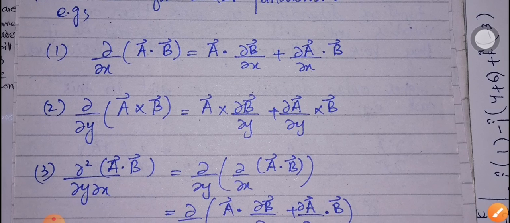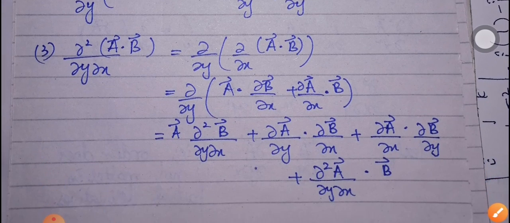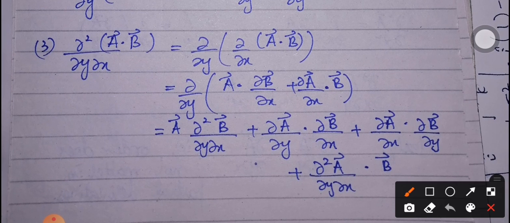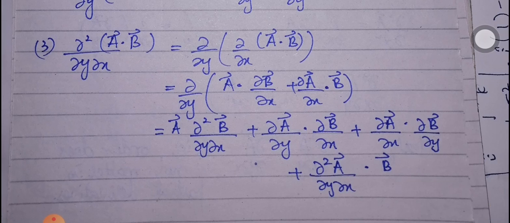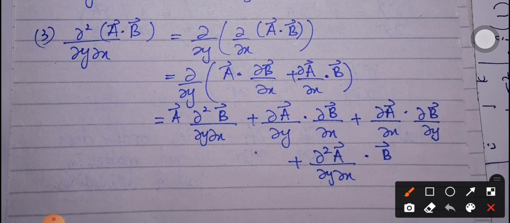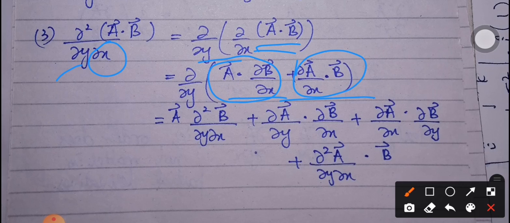And if we have the double derivative, ∂²/∂y∂x of a · b, again we have to apply the rule of the dot product we have discussed over here. So I have to take the derivative with respect to x first and then with respect to y. So I have to apply the product rule over here, a · ∂b/∂x + ∂a/∂x · b, and now I'm going to take the derivative with respect to y. So I have to apply the product rule on this first and then I will apply the rule on this one as well.